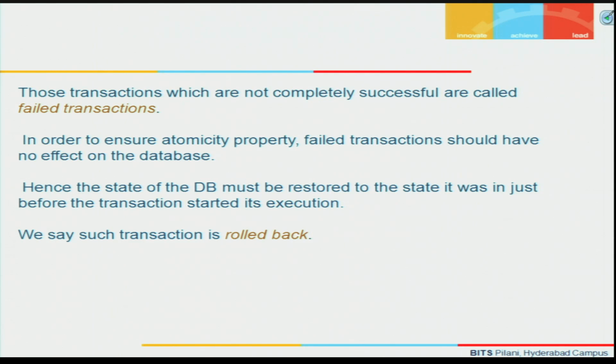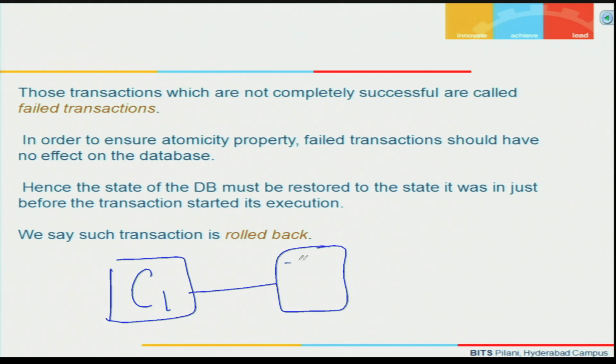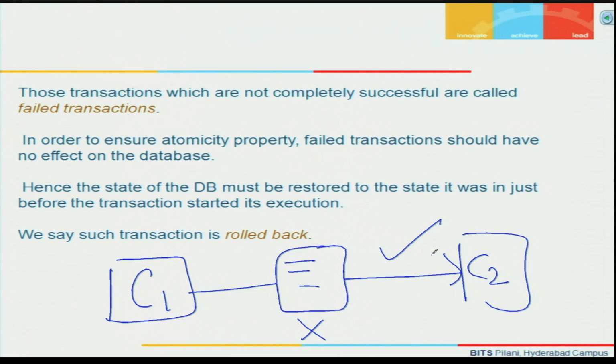Those transactions which are not completely successful are called failed transactions. In order to ensure the atomicity property, failed transactions should have no effect on the database. Hence, the state of the database must be restored to the state it was in just before the transaction started its execution. Before the transaction starts, the database will be in some consistent state, and once the transaction begins, during its execution it may not be in a consistent state, and once it is successfully done, it will go to the next consistent state, that is C2. C1 and C2 are called consistent states because the database reflects the real world situation.